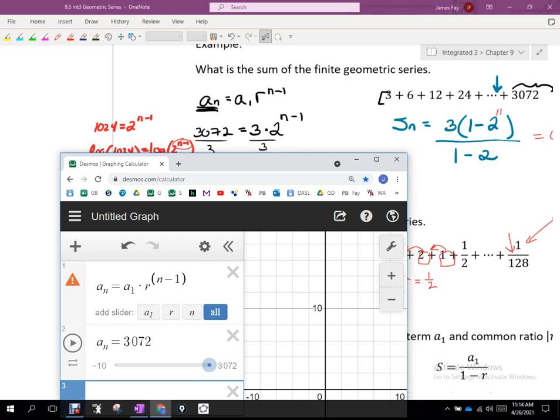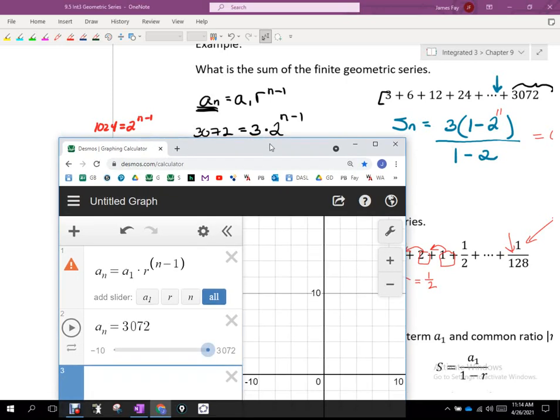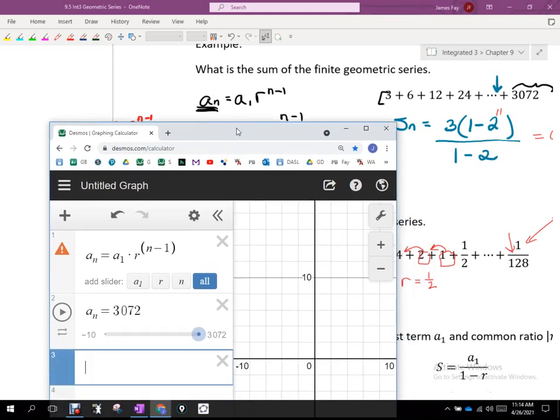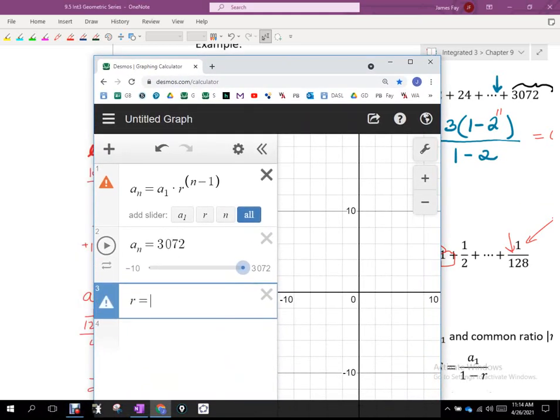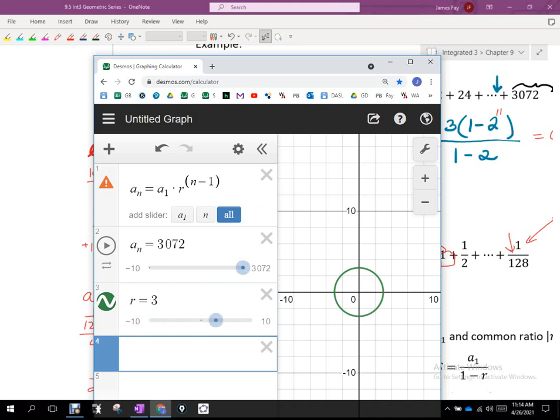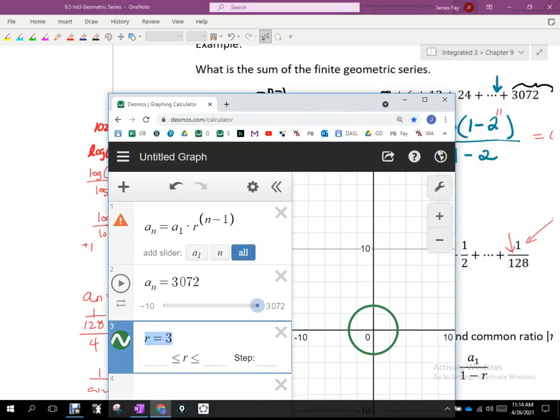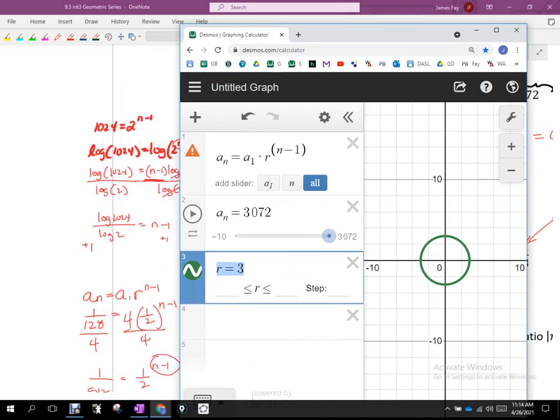Okay. So I'm going to type in right here that a sub n is equal to 3072. So that'll be something that we can change here in a little bit. Okay. Our r value is 3. r equals 3. I'm going to change that, because the way that Desmos is programmed, r is a different type of equation. It's called a polar equation, so I can't use r.